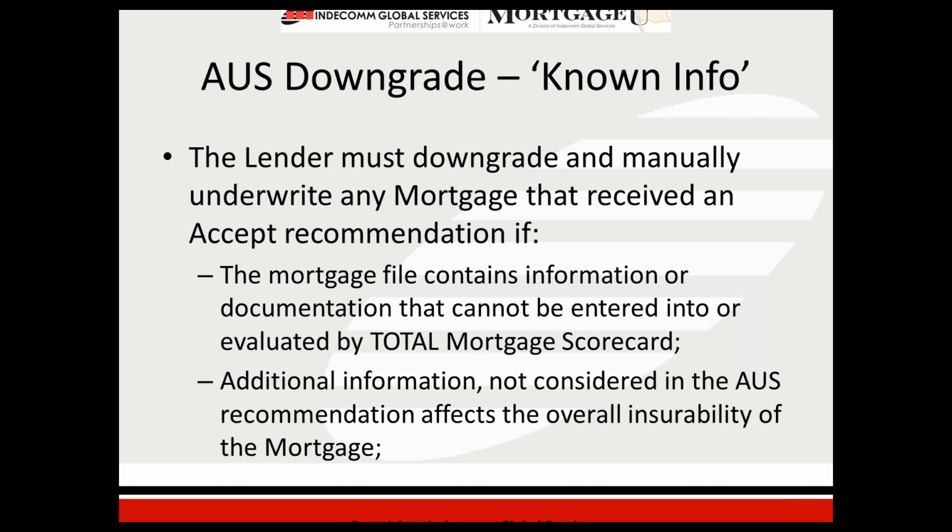that might require us to downgrade it and consider it like a manual underwrite. And of course, there are manual underwriting guidelines in the new 4000.1 HUD handbook. Or if there's additional information not considered by the AUS recommendation that affects the overall insurability of the mortgage. Let's say, for instance, you find out that the income is not stable. The automated underwriting system doesn't analyze that, it just looks at the income figure. And so if this could be a potential insuring issue, that would require us to downgrade and do a manual underwrite.